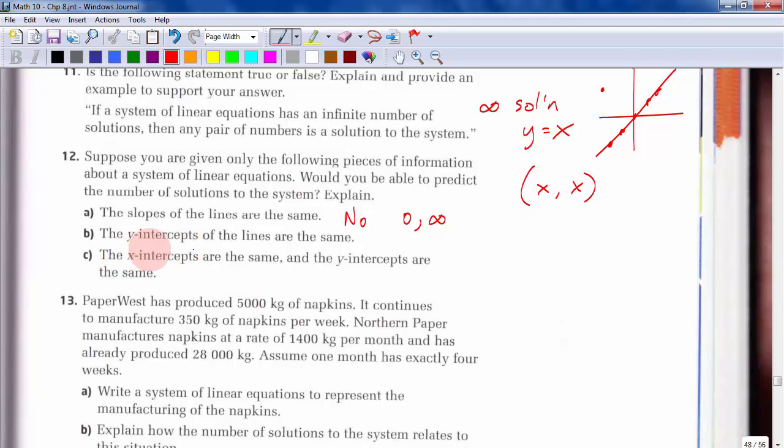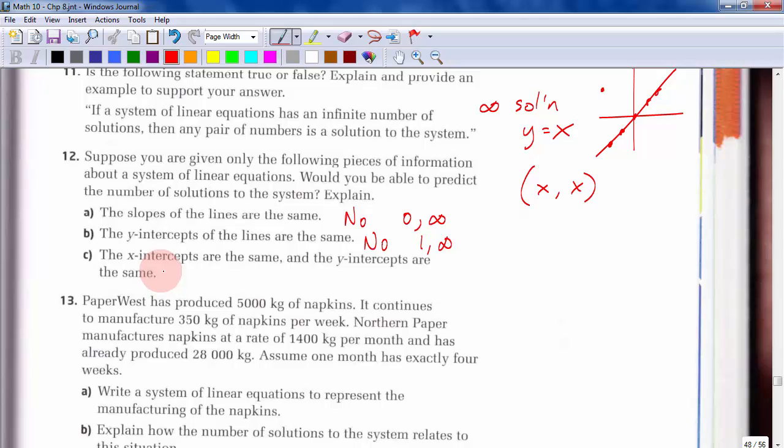Okay, here it says the y-intercepts of the line are the same. Again, no, we cannot be definitive. We can have one or an infinite number of solutions, depending on the slopes. We're not told what the slopes are, so we can't say anything about it. If the slopes are different, we have one solution. If the slopes are the same, then we have an infinite number of solutions.